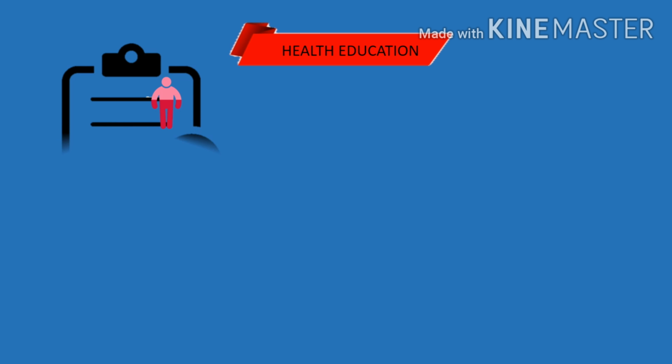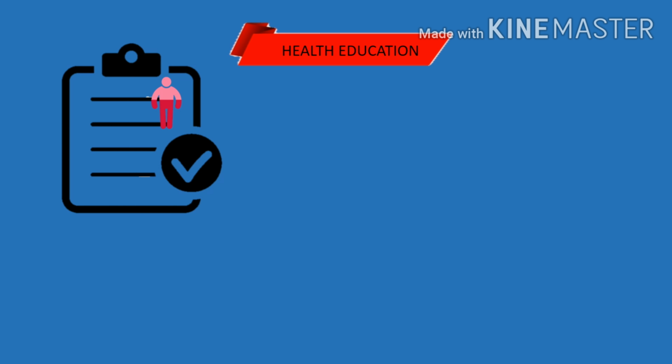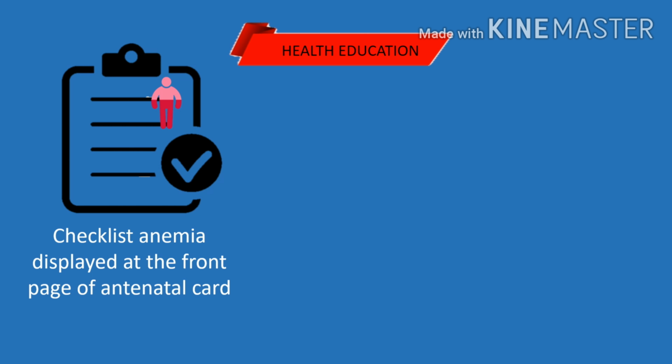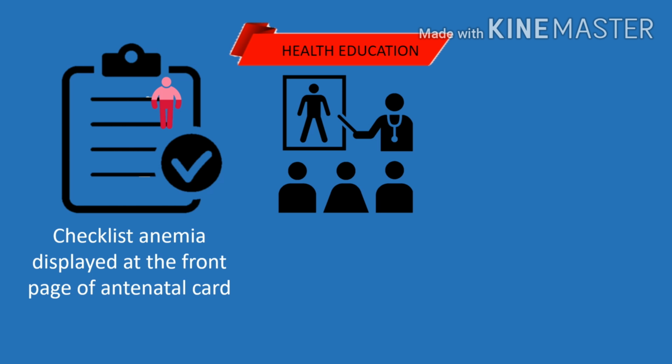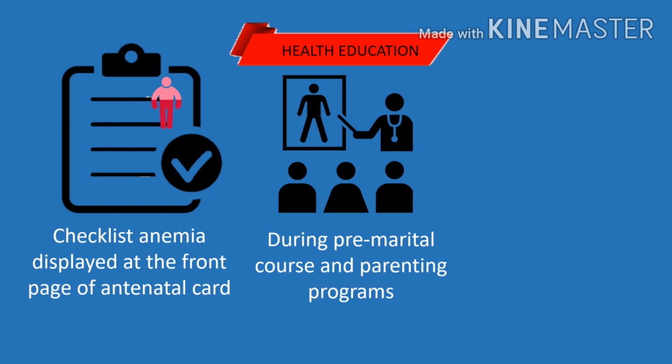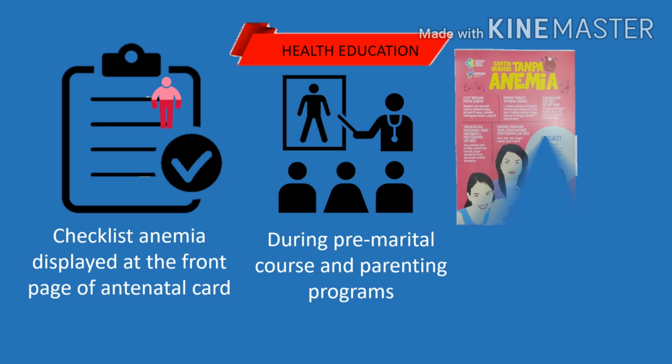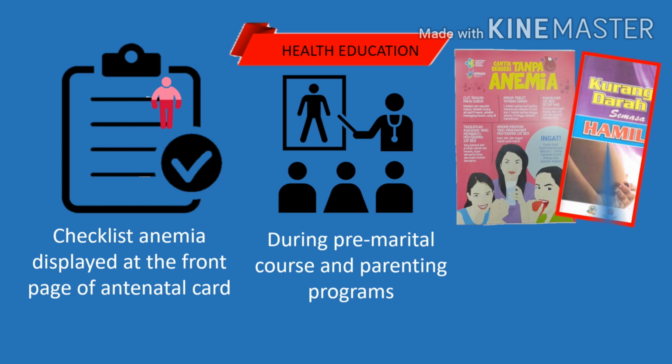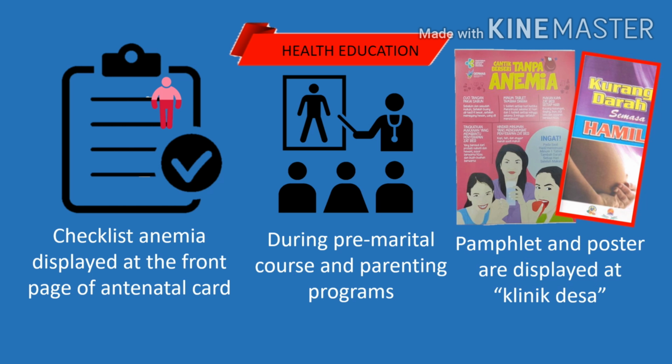Another government effort in treating anemia is displaying the checklist of anemia in front of the antenatal card so it is easier for the nurses to identify the anemic mothers. Next, organizing health education during premarital courses and parenting programs, and also displaying posters and pamphlets about being beautiful without anemia at the clinic desk.